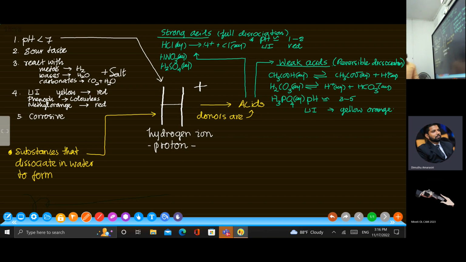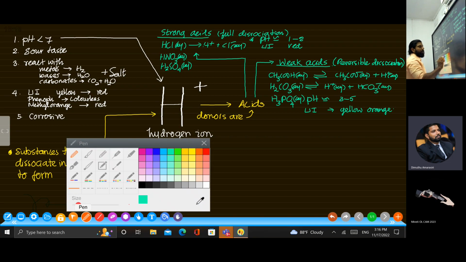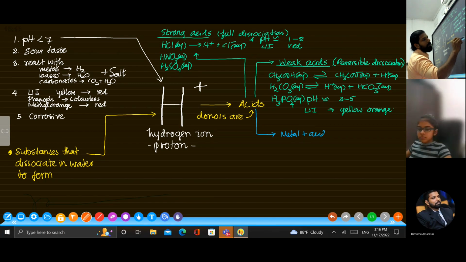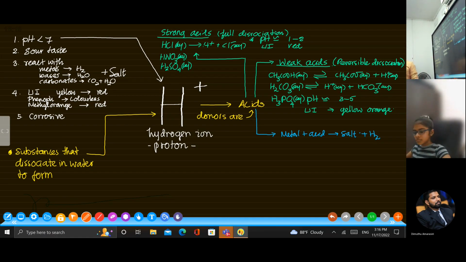All right, tell me anything that we need to know about acids. Reactions. We already wrote they can react like this, right? So if you write the reactions, you must be able to write and completely balance them. The first reaction, metal plus acid, gives you salt plus hydrogen. Any special point regarding this reaction you need to remember?